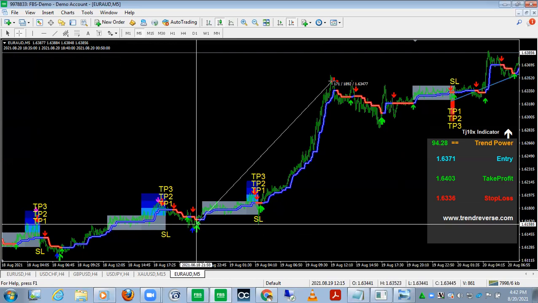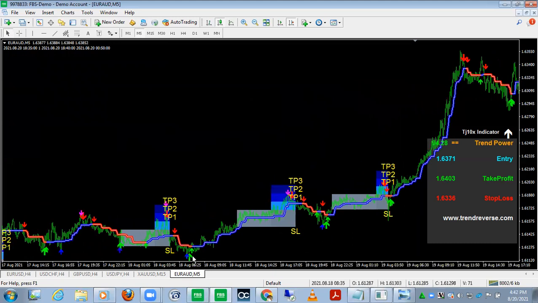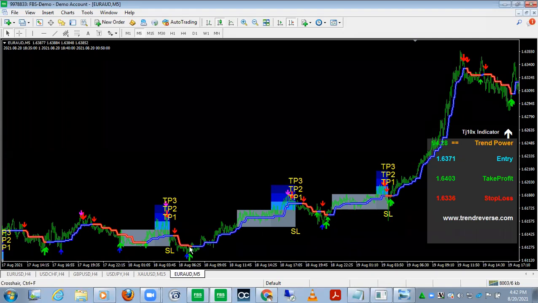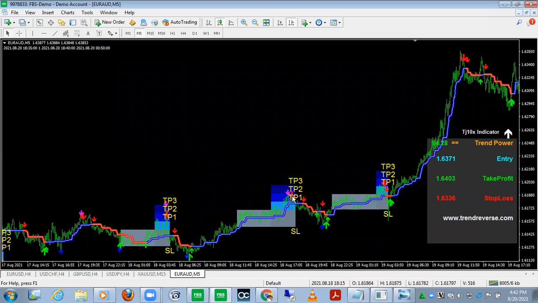189 pips. That is crazy. Can we all see that? Now look at these 2. Look at these 3 again. When you saw these 3, how many pips did it fly before retracement? It flew 58 pips before retracement.